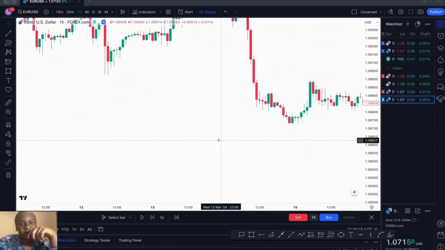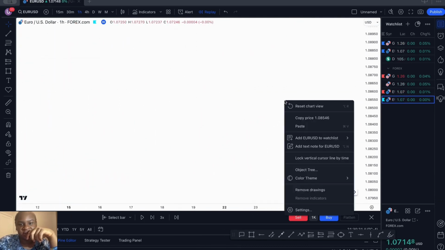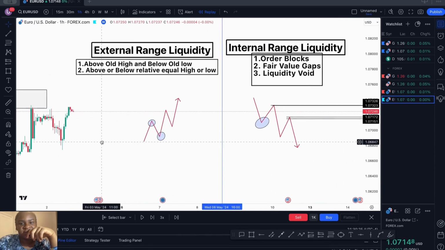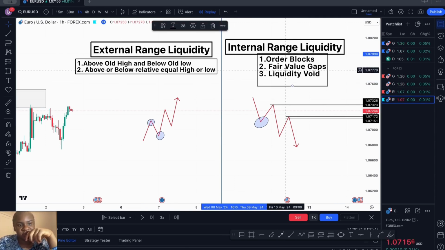So if you can try your best and master these rules that are on the chart, just use this as a guide. If market takes out external range liquidity, market is coming back for internal range liquidity. If market takes out internal range liquidity, market always comes back to take external range liquidity.